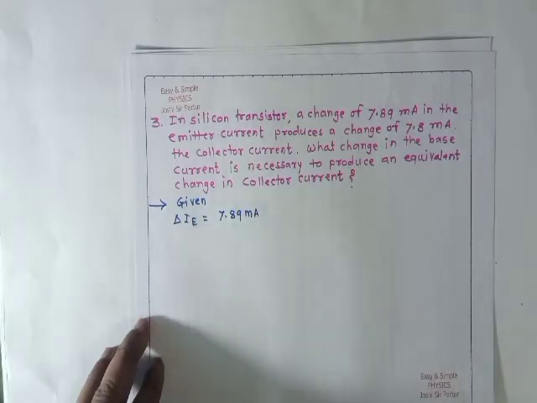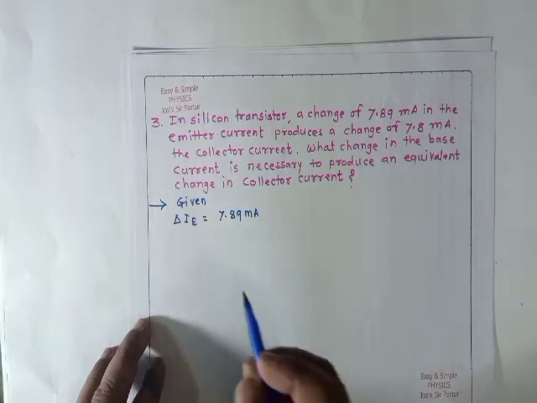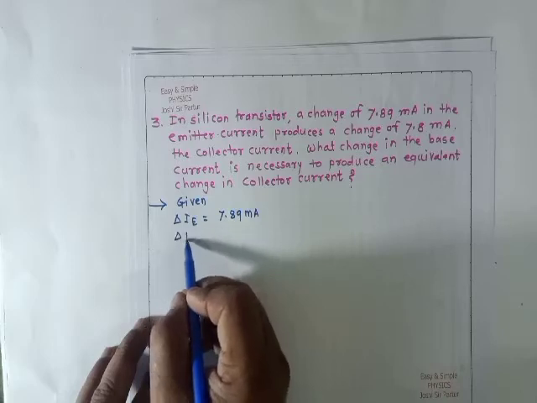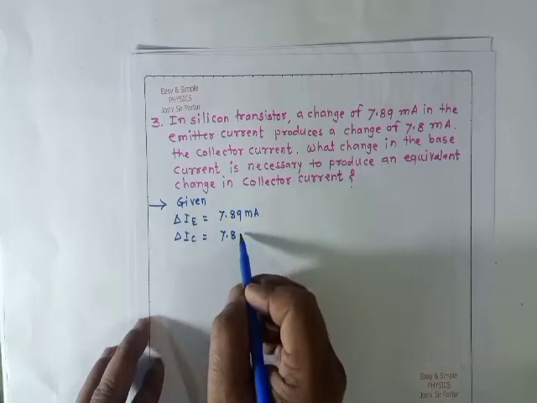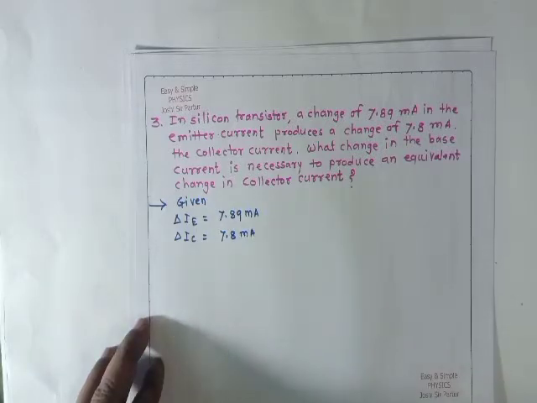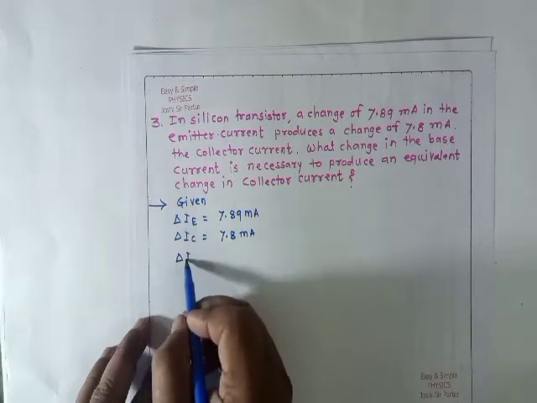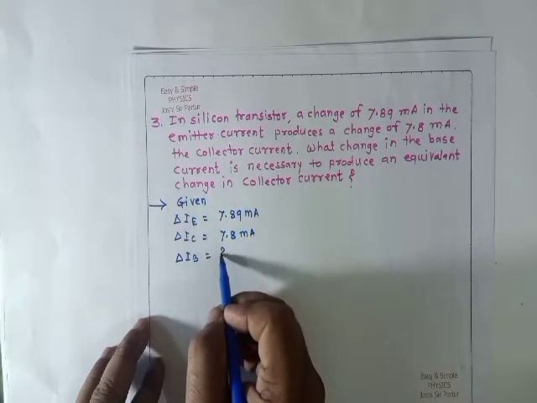It produces a change in collector current, that is delta IC is equal to 7.8 milliampere. So what will be the change in base current? So delta IB is equal to question mark.